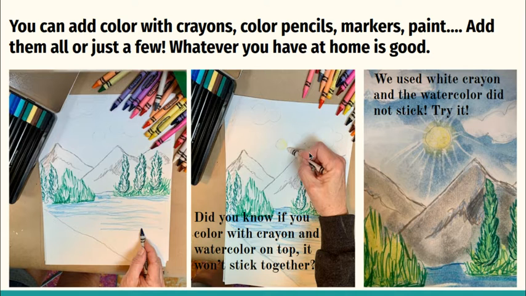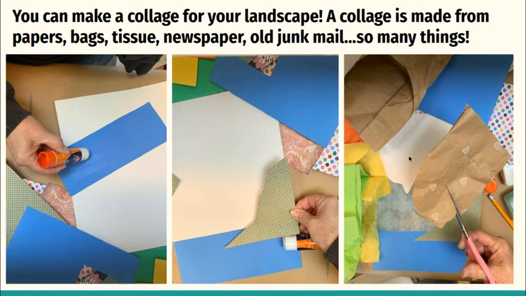Did you know that if you color with a light crayon and paint over the top of it with watercolor, the watercolor doesn't stick? It is called a wax resist. In the picture on the right, we used a white crayon for the clouds and the rays of the sun, and the watercolor did not cover it up. Try it.